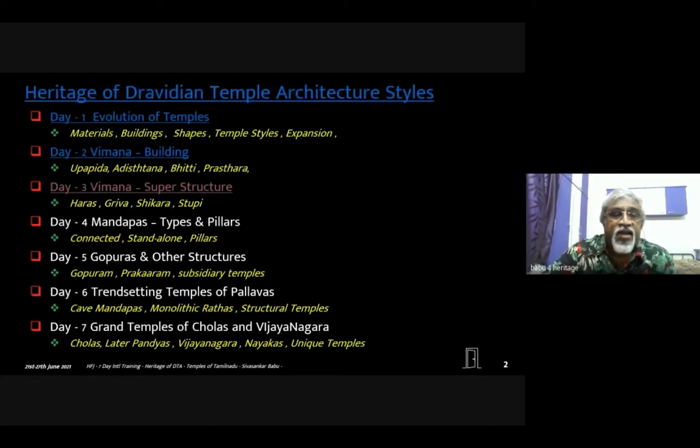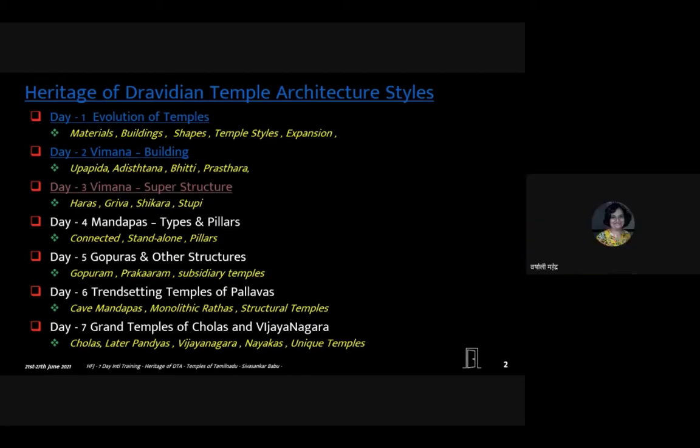The dancing Kalantaka Murti here is the symbol of Tamil Heritage Trust. Our group, Tamil Heritage Trust, has adopted this dance pose as a symbol. This is a very, very unique temple, one of the best examples of the 9th century Chola temple.